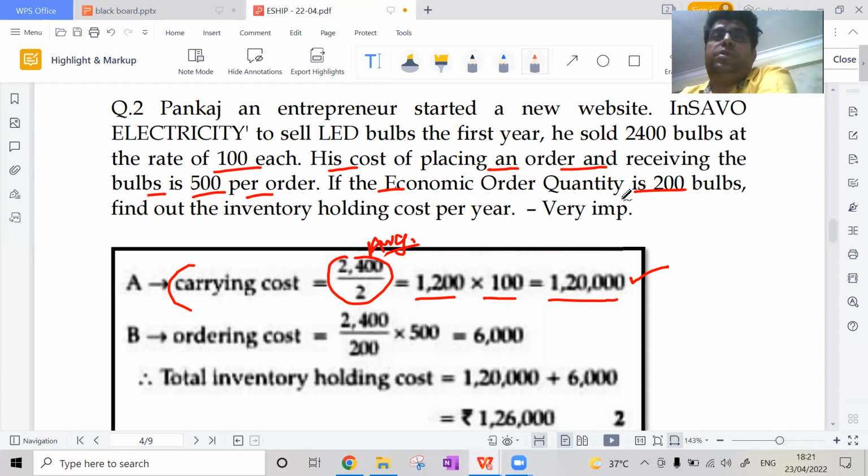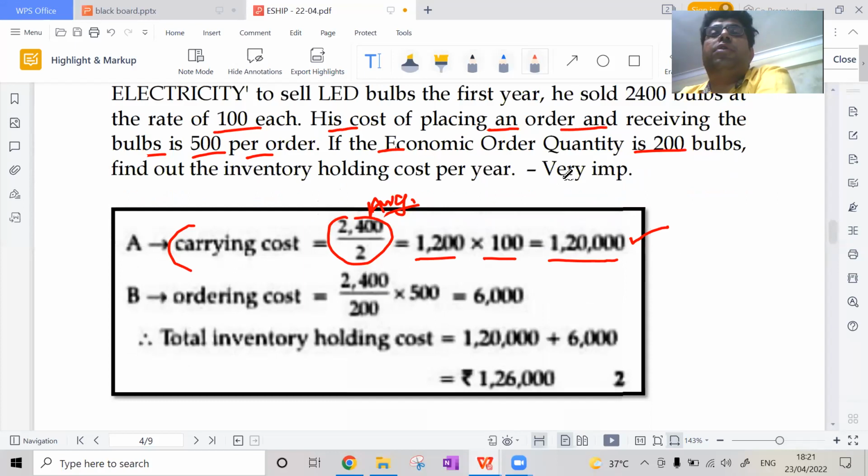And coming on to the ordering cost, we have seen the EOQ was 200. So how many orders will I receive? Total quantity divided by EOQ. So the number of orders will be how much?